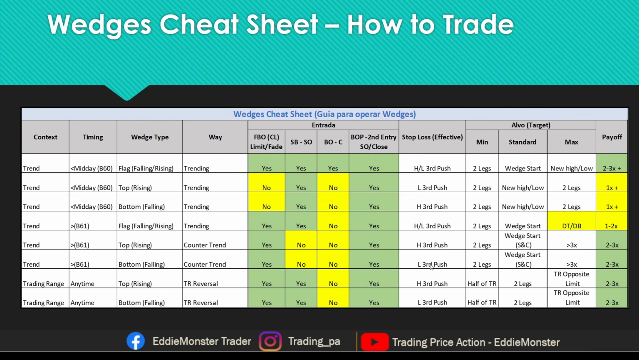What is the stop? It's going to be the low of the third push, right? So it's the effective stop. So a good short stop and then a big reward. And trading range, for me, is one of the most reliable setups.